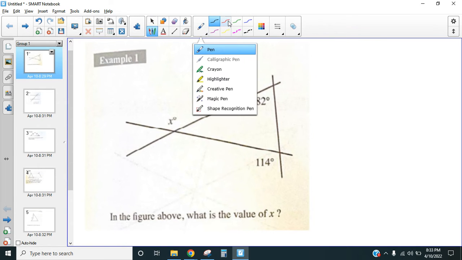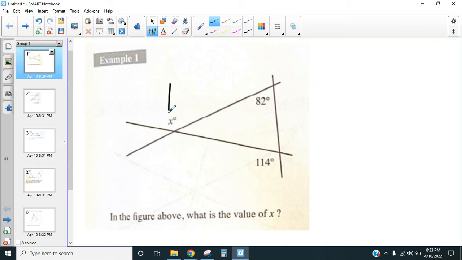Now, the question is talking about this angle. We're supposed to find x. But first, we have to find two other angles. So the first thing that we can say is that right here, these two angles are on this straight line, right? And a straight line also has angles that add up to 180. So if they add up to 180, then that means this angle would have to be 66 degrees.